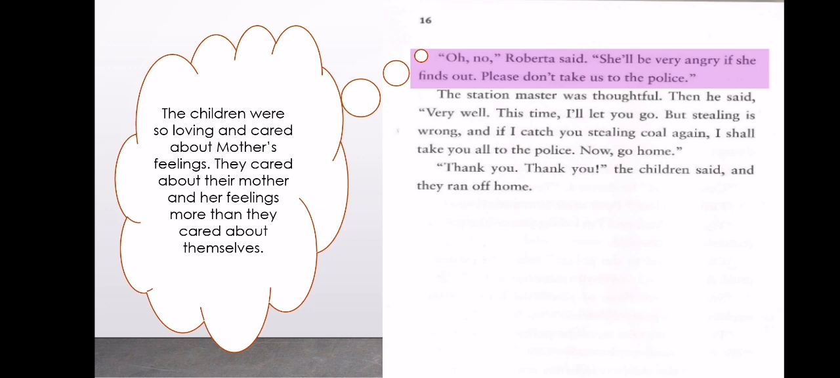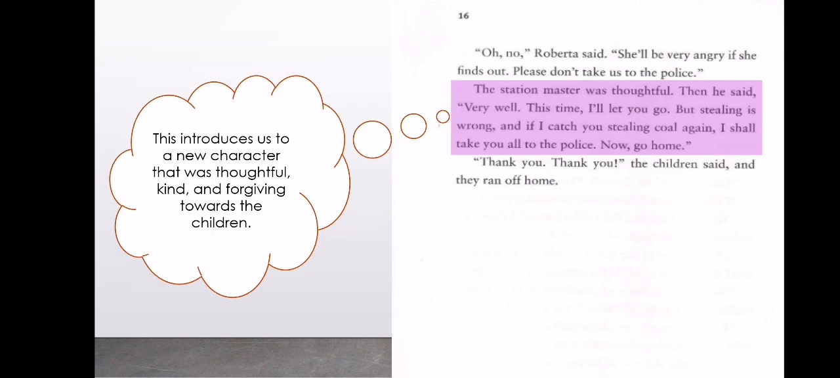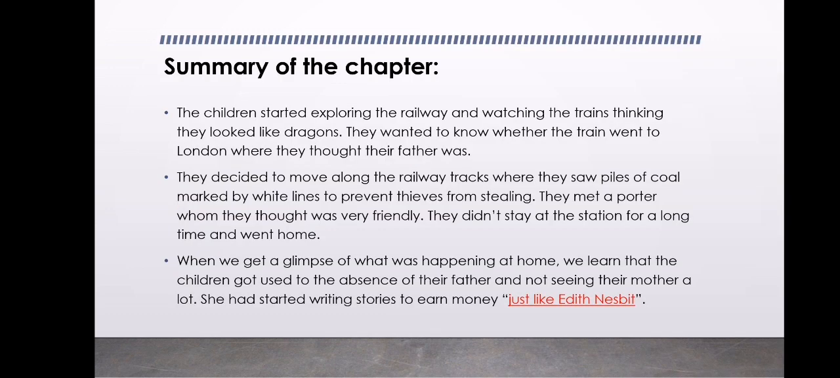And still in page 16, lines number 3, 4, 5, and 6, and this introduces us to a new character, the station master, that was so thoughtful, kind, and forgiving towards the children. We're done with the important quotes, and now we're going to move on to the summary of the chapter.